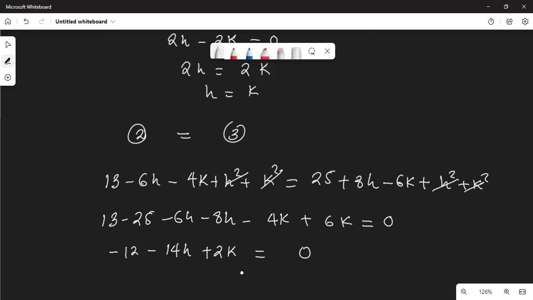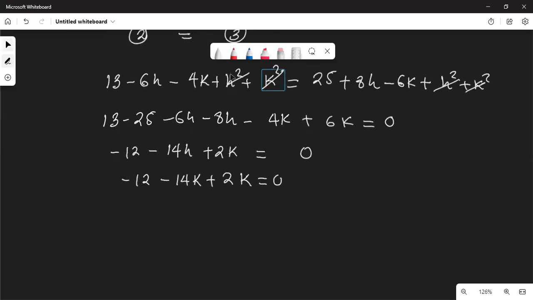Okay, and you remember that h is equal to k, so substitute where there's h putting k, so that we just have the equation of one variable. So negative 12 minus, where there's h putting k, 14k plus 2k, which is equal to 0. Then all we're going to have is just solving this one variable equation. So we got negative 12 minus 12k equal to 0. Moving negative 12 to the other side, you have negative 12k equal to 12. This gives us the value of k to be equal to negative 1.